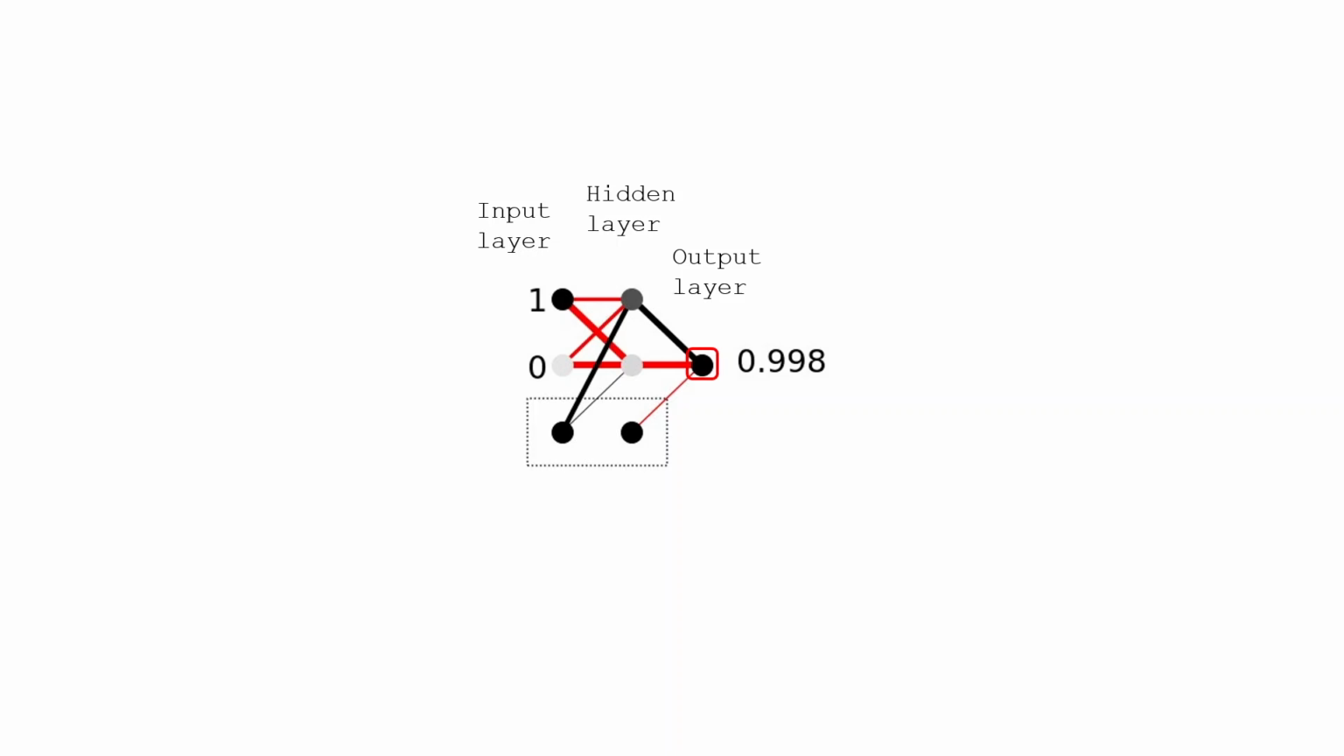The next part is the bias. Basically each layer, like the hidden layer and the output layer, also has one bias node, and that bias node does not change, so it's always 1. It's like an offset for the whole network, and that's it basically.